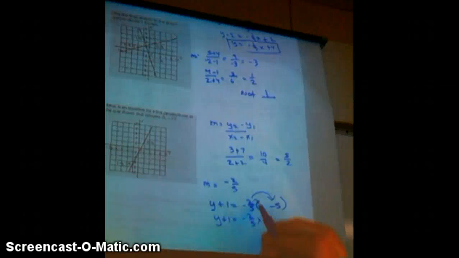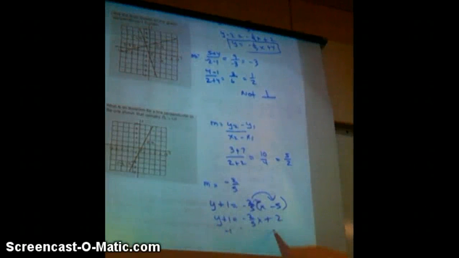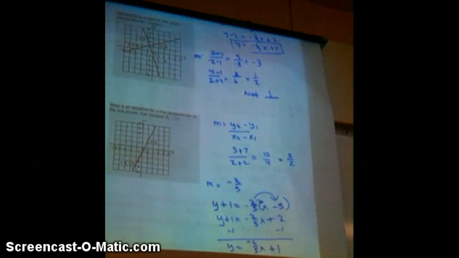You have to distribute to both. These are both negatives, so it becomes positive. 5 goes into 5 once, and we have 2. Subtract 1 from both sides, and we have y equals negative 2/5 x plus 1. And that is how we solve for slopes of perpendicular and parallel lines.